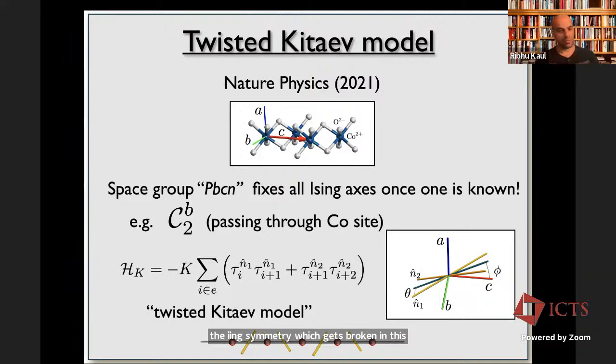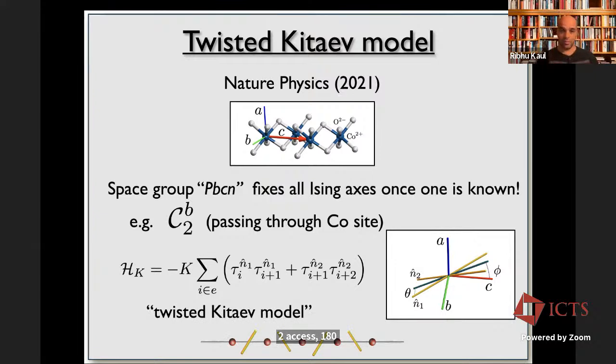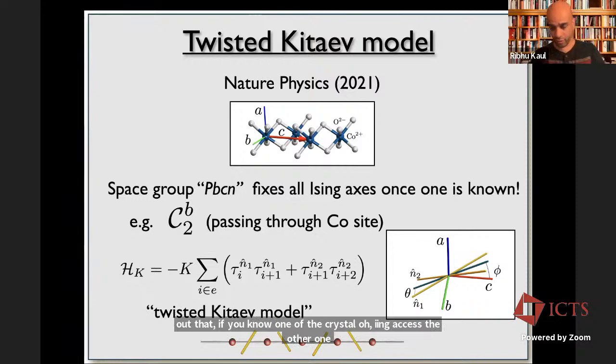There are different ways to see it, but the simplest way is that in the space group PBCN, there is a C2 axis, a 180-degree rotation through a cobalt site in the B direction. When you do this, you interchange the even and odd bonds. But because when you do the rotation you have to rotate the sites, and then do an internal rotation of the moment, it turns out that if you know one of the crystal Ising axes, the other one is fixed, and that's shown in this picture over here.